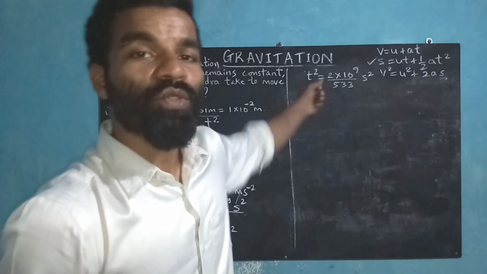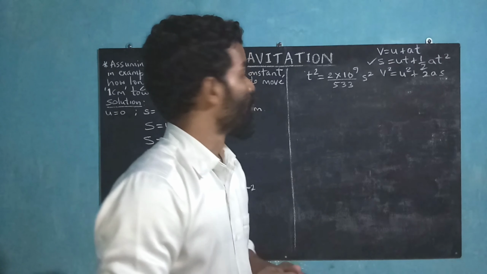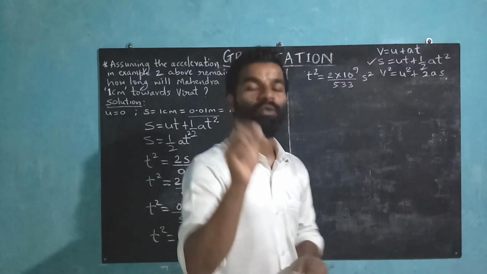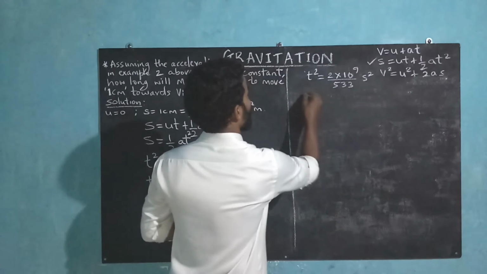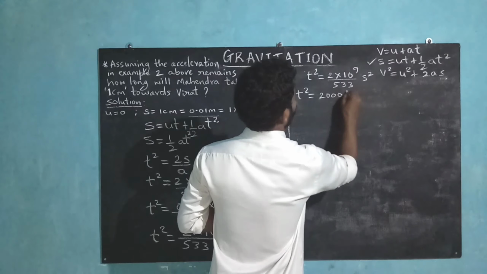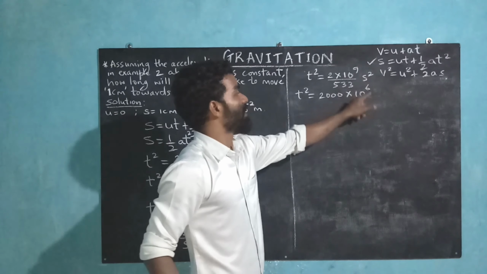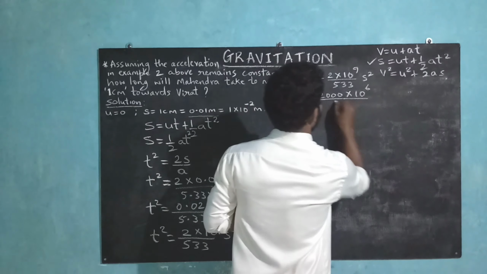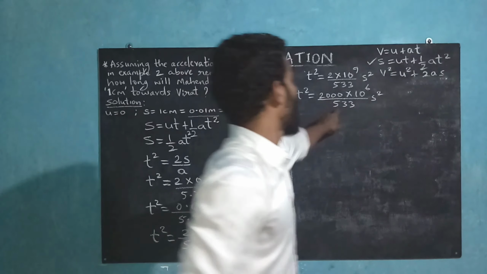Now, dividing 2 by 533 seems a little bit complicated. So what I'll do is take 3 zeros from this 10 raised to 9 to this 2 and make it 2000. Then 2000 divided by 533 will be a bit simpler. So t square equals 2000 into 10 raised to 6, because I have taken 3 zeros from this 10 raised to 9 to here, and this becomes 10 raised to 6. Next, divided by 533 second square. Now it is easy to divide 2000 by 533.